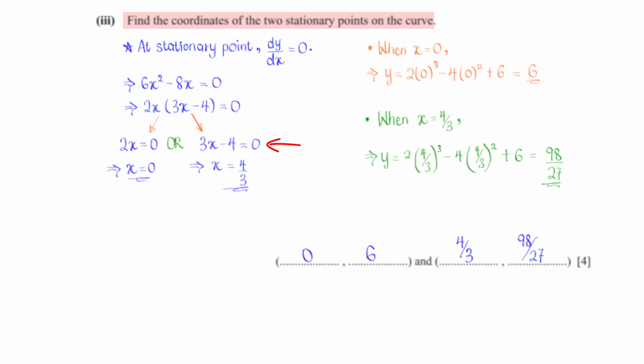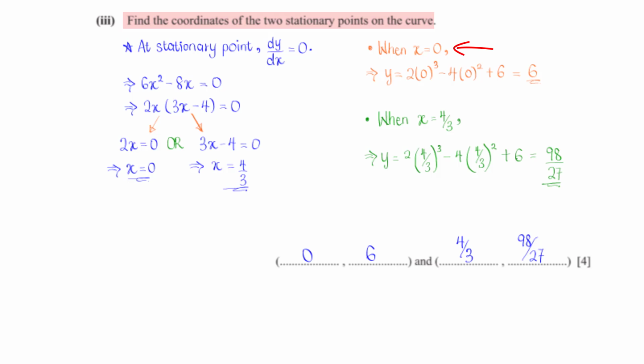2x is equal to 0, or 3x minus 4 is equal to 0. For 2x equals 0, we get x equals 0. And for 3x minus 4 equals 0, we get x equals 4 over 3. So now that we know the x coordinates of the 2 stationary points, we can substitute these x values into the equation to find the corresponding y coordinates.